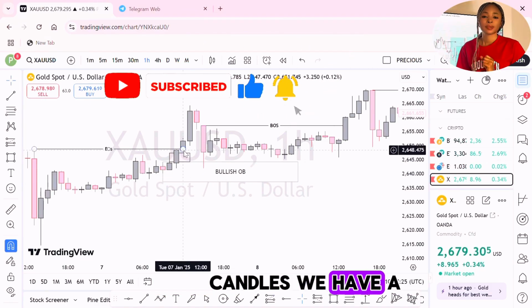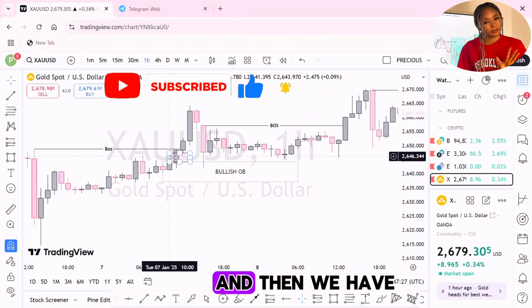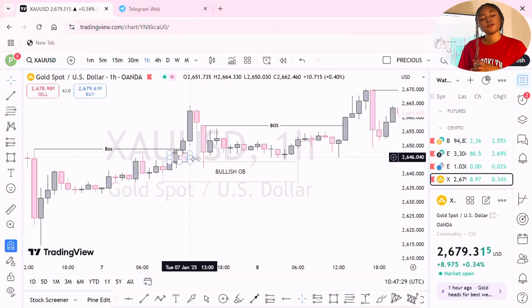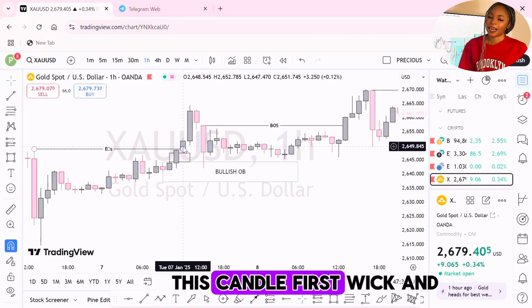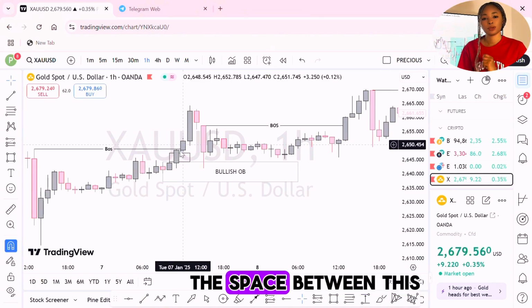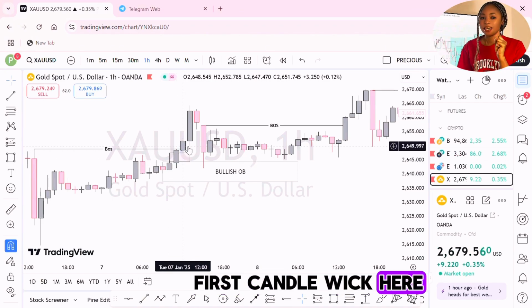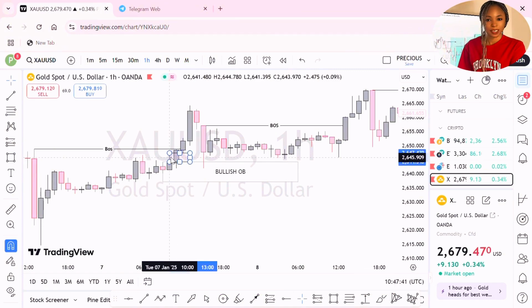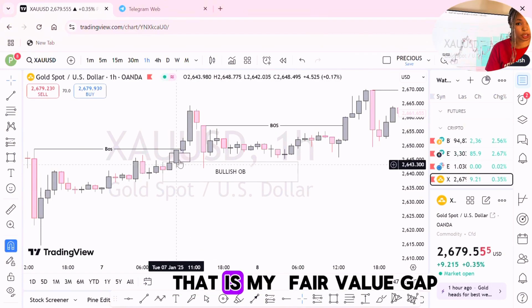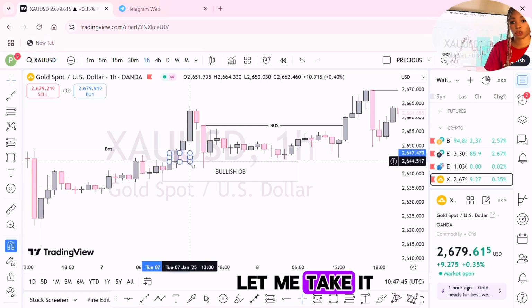We have a wick here, and then we have a wick here. So my fair value gap is taken between this first wick and this last wick. The space between this first wick here and this last wick here. You can see that is my fair value gap. Let me take it out so you can see clearly.